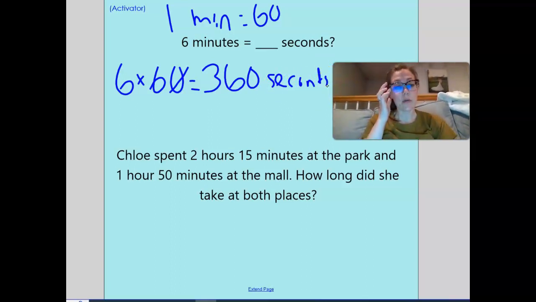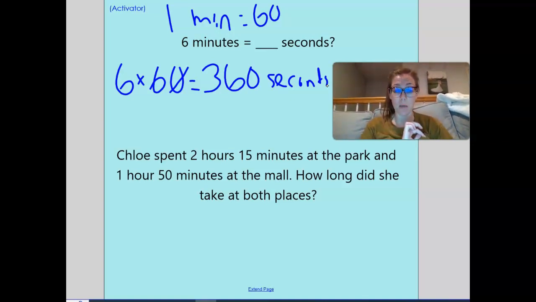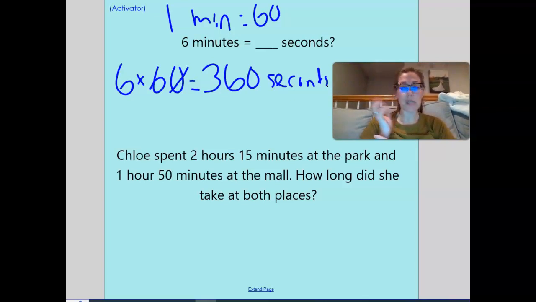Next one. Chloe spent 2 hours, 15 minutes at the park and 1 hour, 50 minutes at the mall. How long did she take at both places? Interesting here. It doesn't tell you to convert one into the other. So all you need to do is have a total amount of time. So we have 2 hours and 15 minutes plus an hour and 50 minutes.